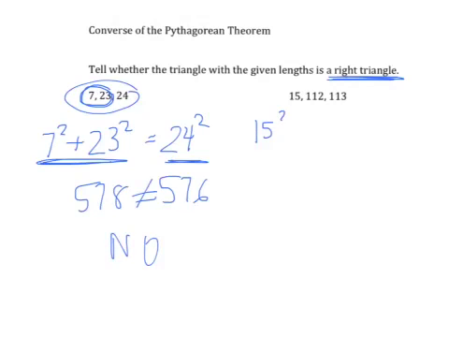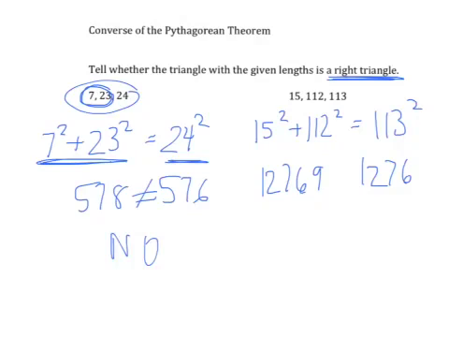I'll try 15 squared plus 112 squared, putting the two short sides together, and then see if that matches 113 squared. 15 squared plus 112 squared is 12,769, and 113 squared is the same thing, exactly the same. So since they are equal, then yes, those three sides would form a right triangle.